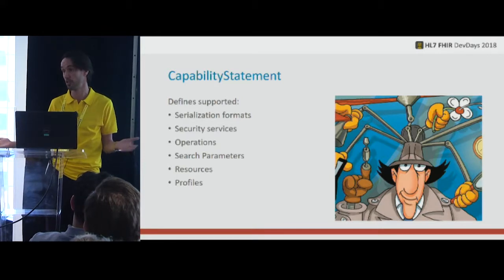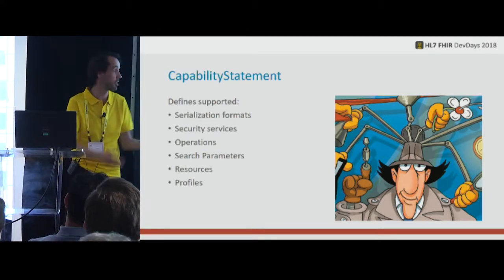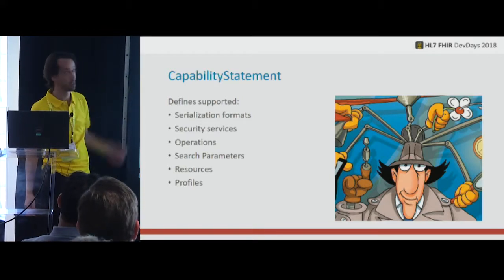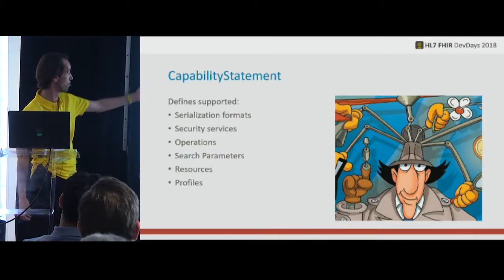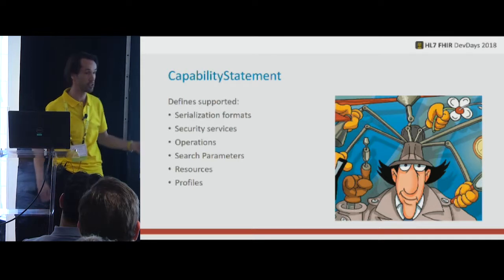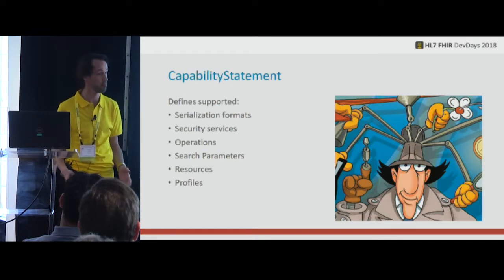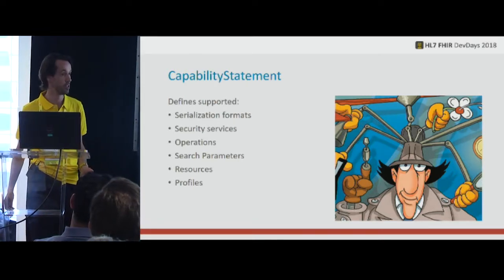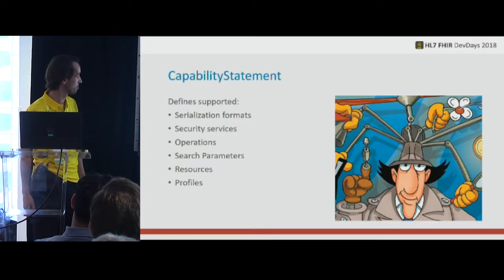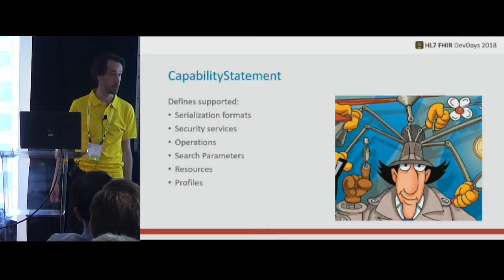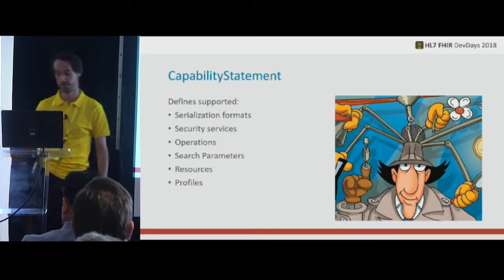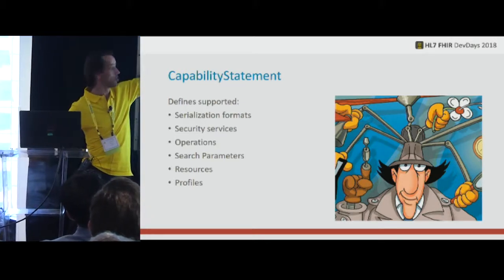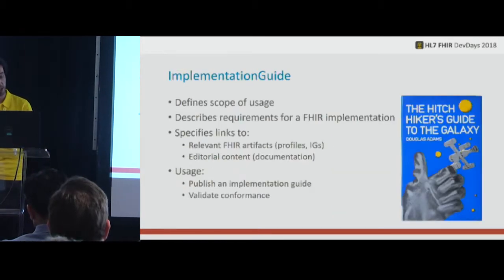So that's within our serialization formats. Maybe a server just supports JSON, that we didn't implement in XML. Security: I require, for example, Smart on FHIR, this is a secure server. Operations, search parameters, resources: I only deal with patients, for example. I don't accept all the other clinical resources. And which profiles? Maybe this server is constrained and I only accept Argonaut conforming patients. And again, you can define all that in your capability statement, and it's computable, it's structured.